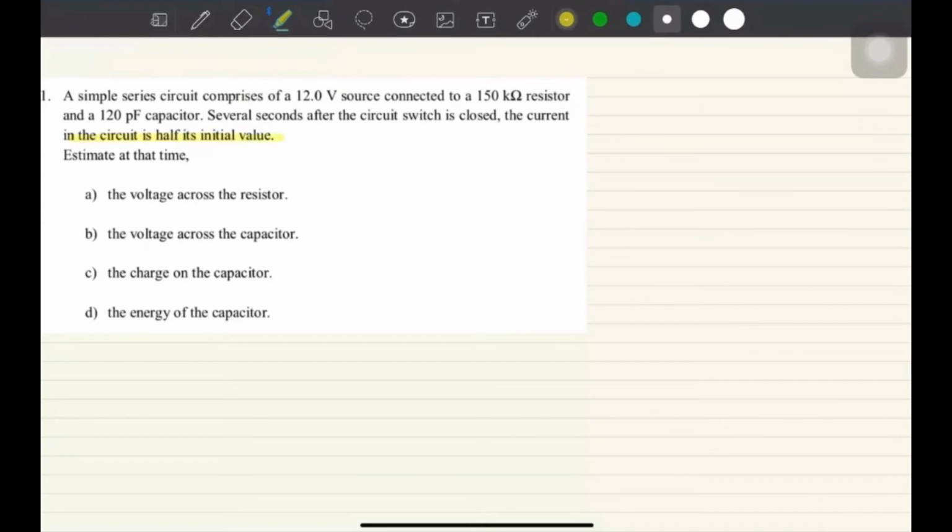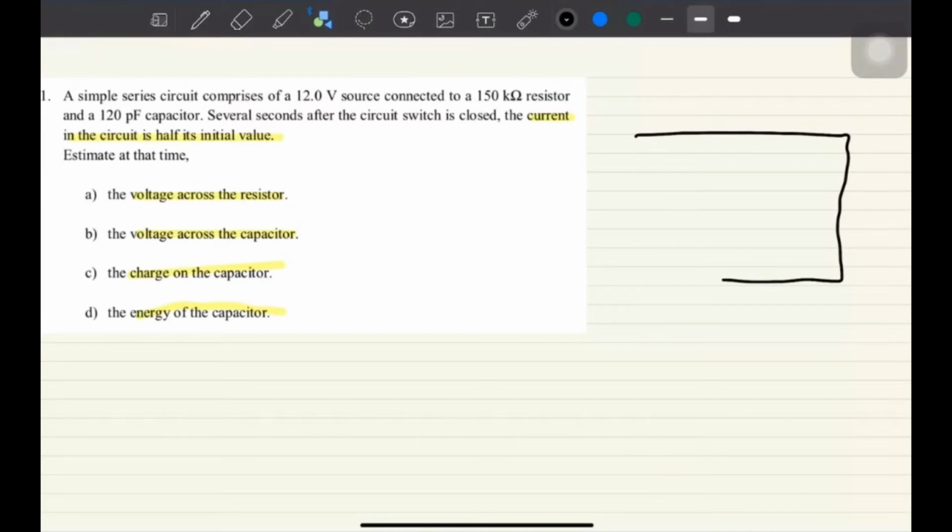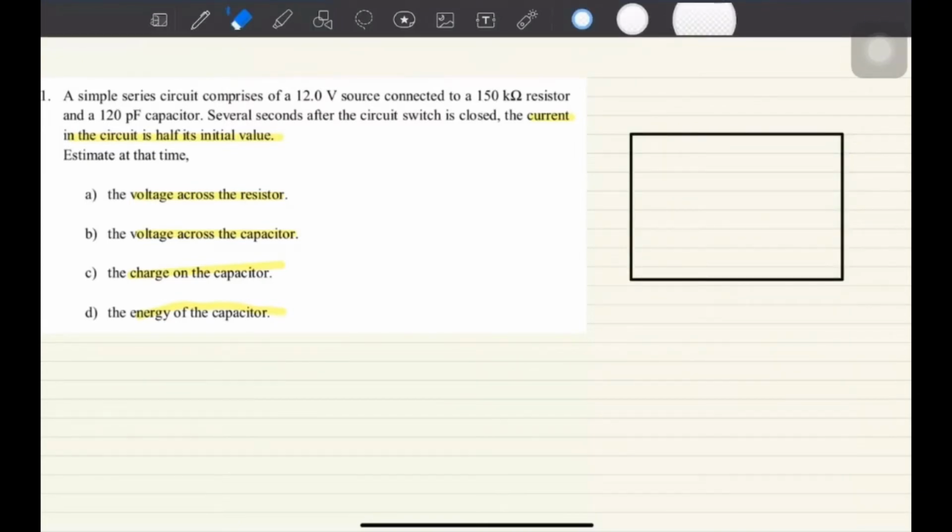Current in the circuit is half its initial value. Estimate at the time the voltage across the resistor, voltage across the capacitor, charge on the capacitor, and energy on the capacitor. Okay. Kalau soalan circuit, the first thing yang kamu kena buat adalah kamu kena lukis circuit tu. Saya biasa lukis benda tu macam bateri ni kat bawah. Dia ada apa? Ada dua komponen.